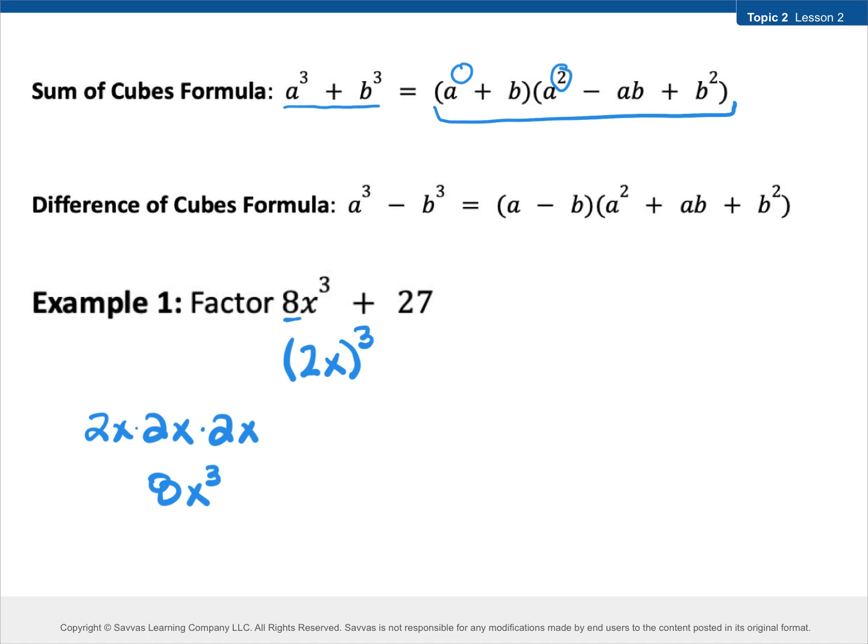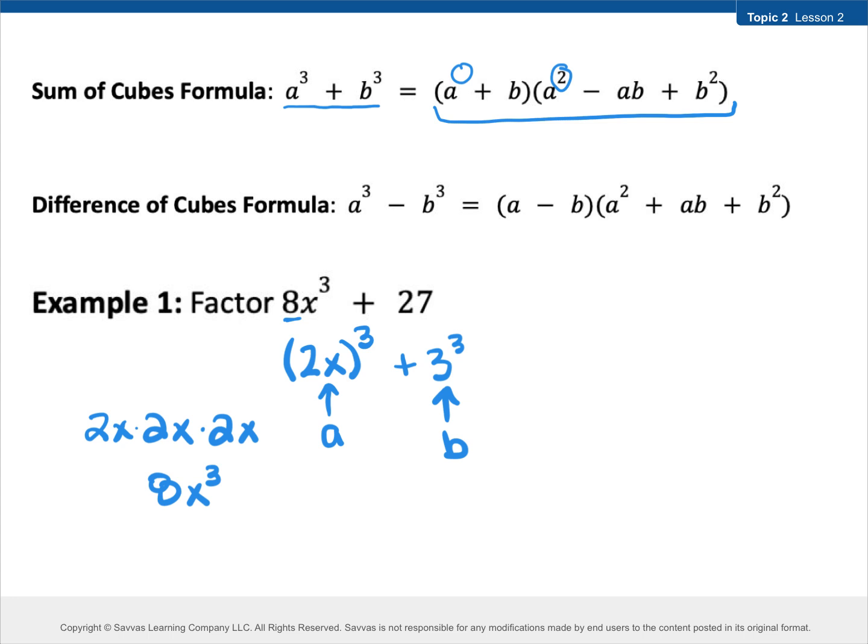Then we'll also check 27. Well, yes, 27 is on your list of cubes, so we can rewrite that as 3 to the power of 3. Now I have my a and my b values. Then we just have to plug it into the equation.